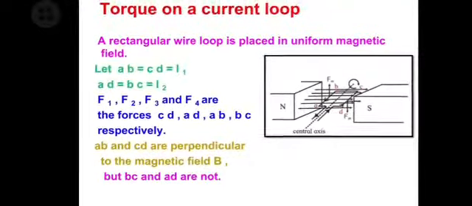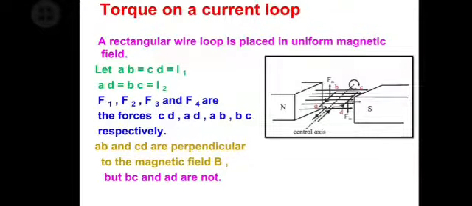We have just talked about the sides AB and CD. But what about sides BC and DA? So before that, F1, F2, F3, F4 are the forces acting on sides CD, AD, AB, BC respectively. AB and CD are perpendicular to the magnetic field, but BC and AD are not, and hence let us calculate the force on BC and AD.